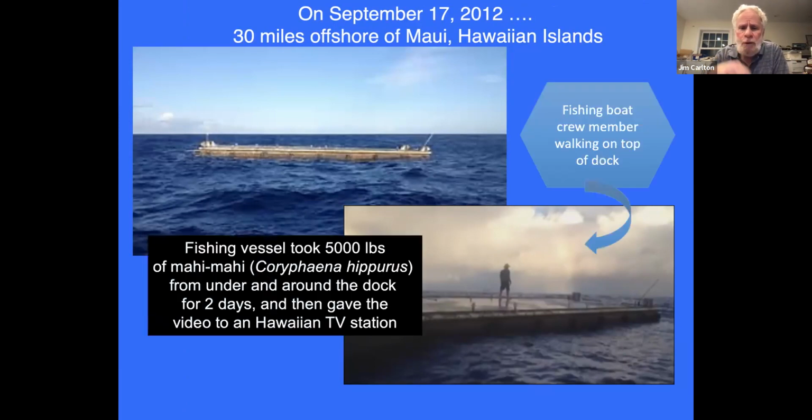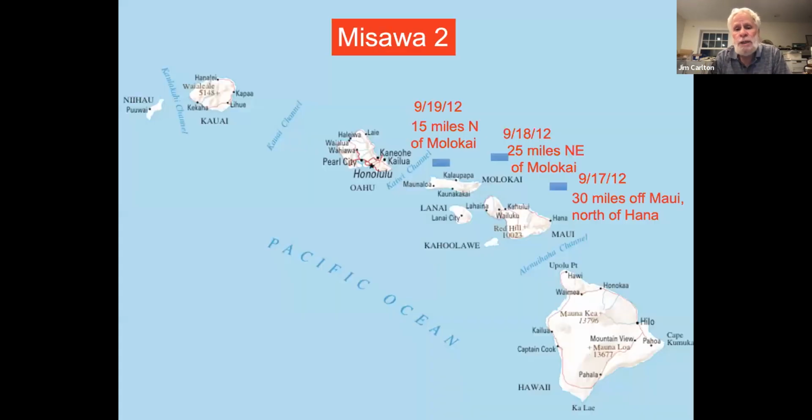The fishing vessel hung around the dock for a couple days, fishing off 5,000 pounds of mahi-mahi before they told anybody, and they turned the video over to a Hawaiian TV station. That's when we first heard about it. And there was a big effort to find the dock after the fishing boat was done with it. The captain reported there was a lot of seaweed on the side, but that's all we know.